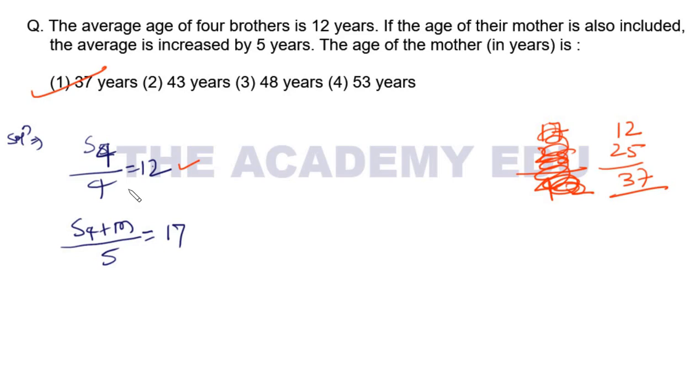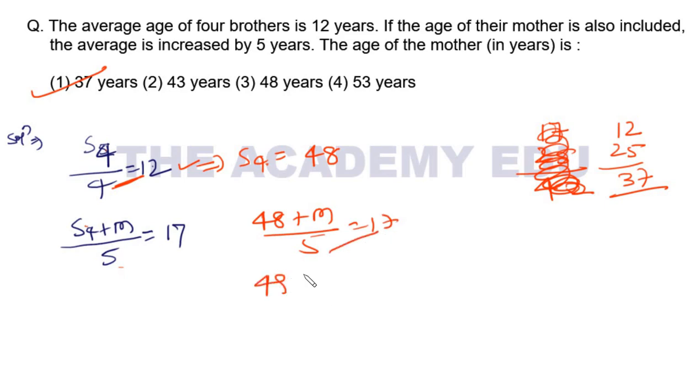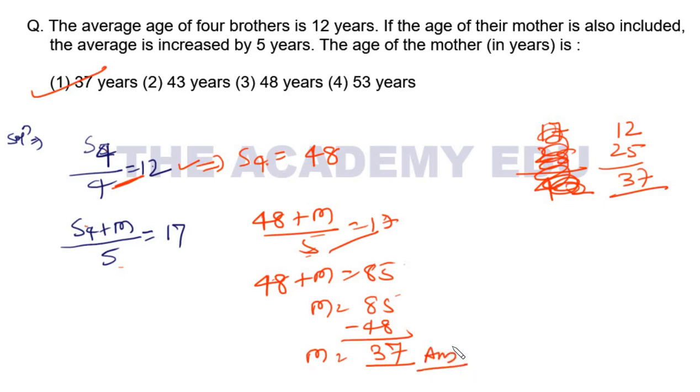Now we can do it using the formula also. So find S4 from here. So you will get the sum of the 4 brothers is 12 into 4, 48. Now put this 48 here. So 48 plus the age of the mother, and this 5 and this 17. Multiply it. 48 plus M, and 17 into 5 is 85. Now bring it here. So 85, and this will come to this side in minus, so minus 48. So 85 minus 48 is 37. So what is the age of the mother? Now the age of the mother is 37. So this is your answer. Got it?